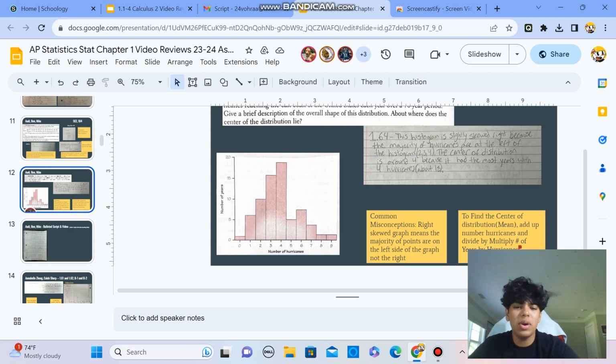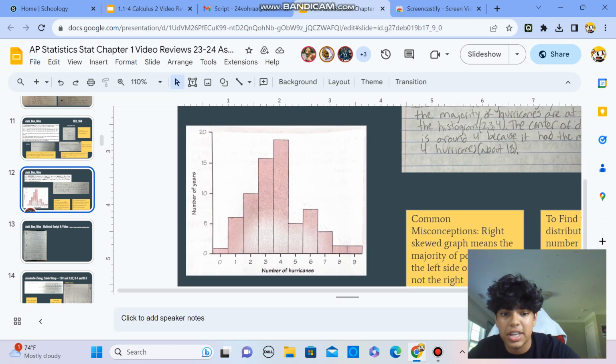So you may think, oh wait, they're all on the left, so doesn't that mean it's skewed to the left? I thought that too, but unfortunately it's always going to be the opposite side of wherever all the data points are concentrated, right? So that's a major misconception. But besides that, it's relatively easy. There's right skews, left skews, and in this case, this is a right skewed graph because we can see all of the data on this left side, right?